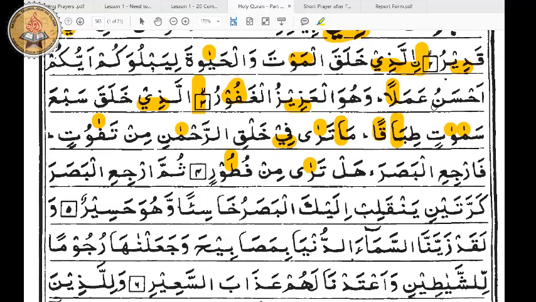Okay, just a second. So this one, this nu was prolonged. Liyabluwakum. This nu, that was a little bit too long. It's only supposed to be prolonged for 1 second. Liyabluwa. Liyabluwakum. Please start from there.